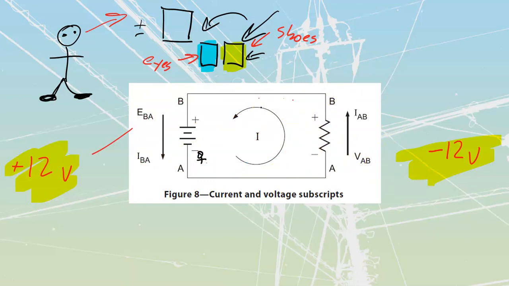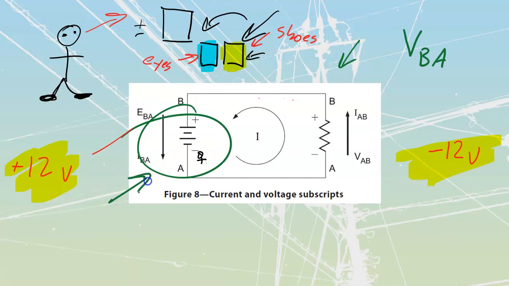What if I were to say that I wanted you to go and find me the value of VBA right now? So VBA is going to be on this side of the circuit. It's going to be a voltage drop. That's why we have a V. On this side of the circuit over here, those are going to be voltage rises or EMF generated, which is why we've got an E. But voltages across components are always going to be done with a V.